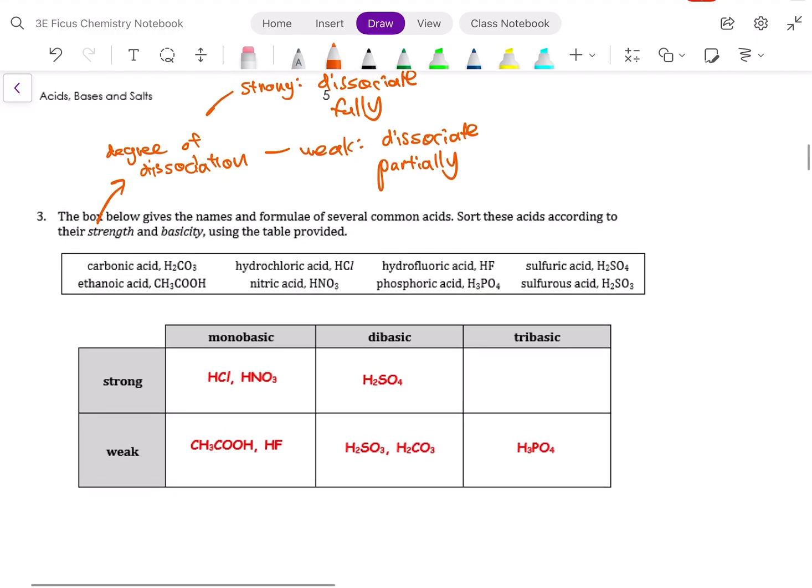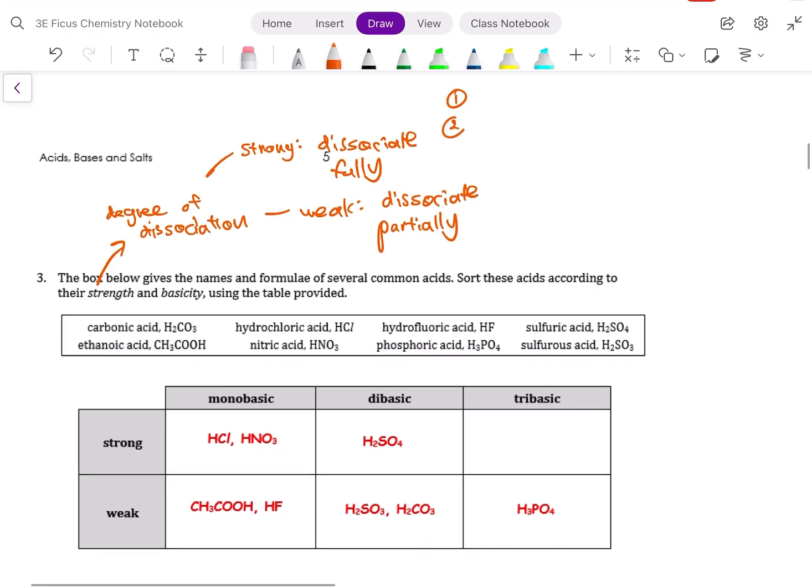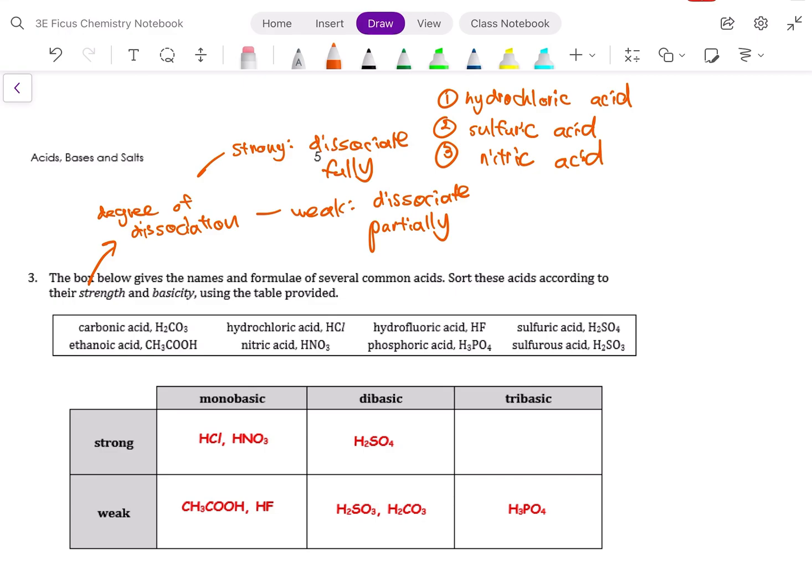Strong ones generally are the mineral acids. There are three main examples of strong acid: hydrochloric acid, sulfuric acid, as well as nitric acid. The weak ones are all the other acids.